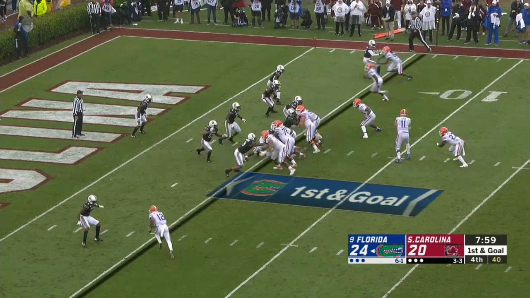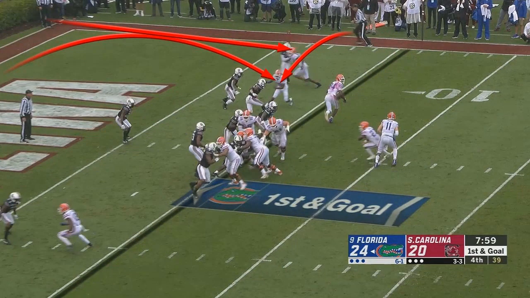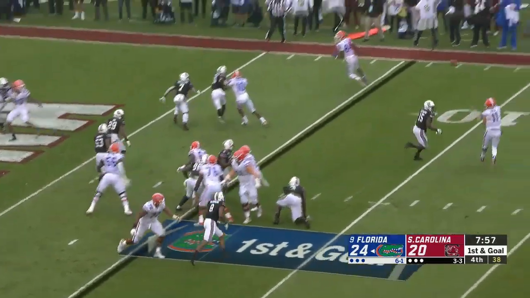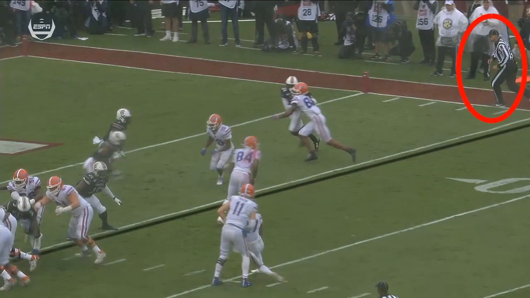So this gives the head linesman and the back judge some opportunity to help out if one of the other officials' keys is threatened. So they're going to go to help out, which is going to be the case in this play. So let's talk about where the head linesman went wrong.